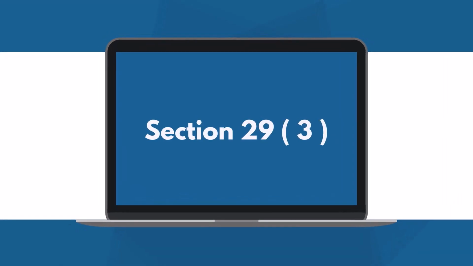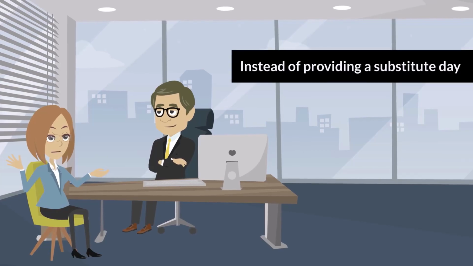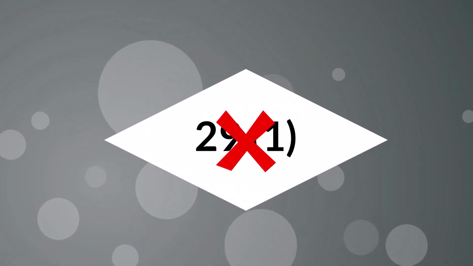Section 29, subsection 3 allows for an agreement between the employer and employee, where, instead of providing a substitute day, the employer pays the employee public holiday pay for the public holiday. If such an agreement is made, then subsection 1 does not apply.